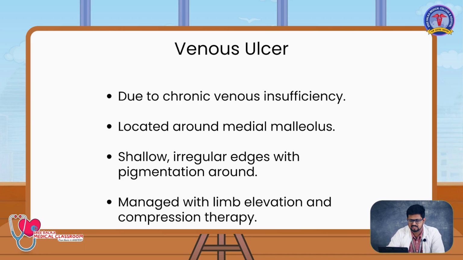Next we will talk about venous ulcer, which is more important. It is due to chronic venous insufficiency and located around the medial malleolus. Usually the ulcer is shallow with irregular edges and pigmentation around it, that is hyperpigmentation, which is due to stasis of the fluid. Venous ulcers are managed with limb elevation and compression dressings, and if needed we have to treat the primary cause, which can be varicose veins.